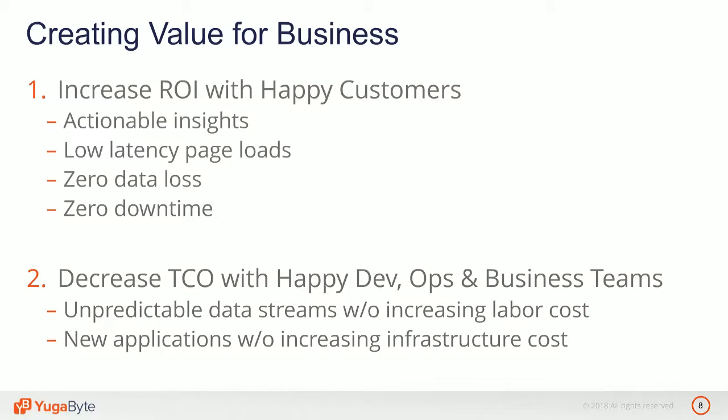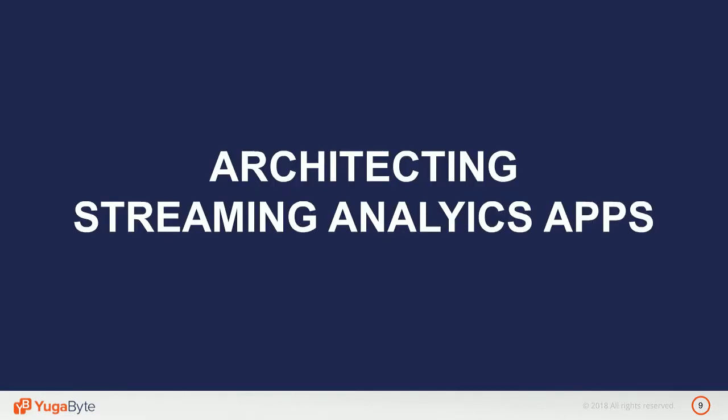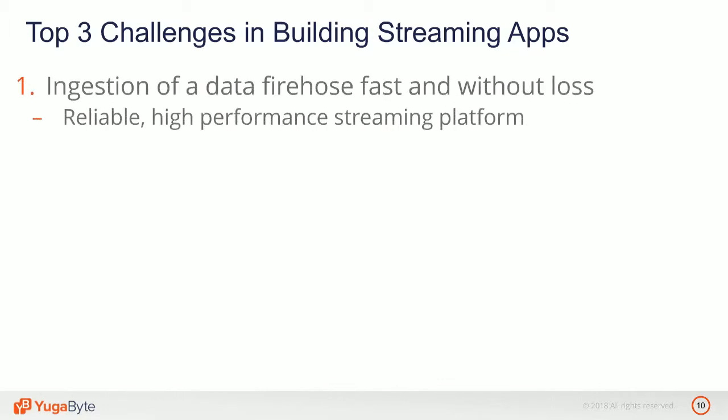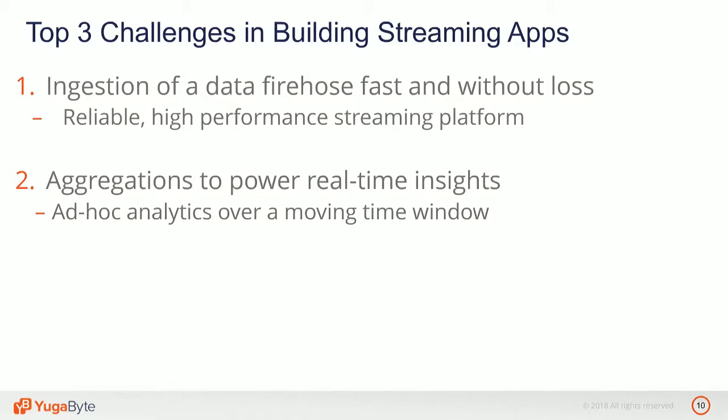So let's go into architecting. What are the top 3 architectural challenges in building such streaming applications? First and foremost is the ingestion of that data firehose fast and without loss. And that usually requires a reliable, high-performance streaming platform, which can take the events in, can quickly store it into some temporary store, and it's usually a store and forward mechanism, and then make it available really fast to the processing engine or to the database.